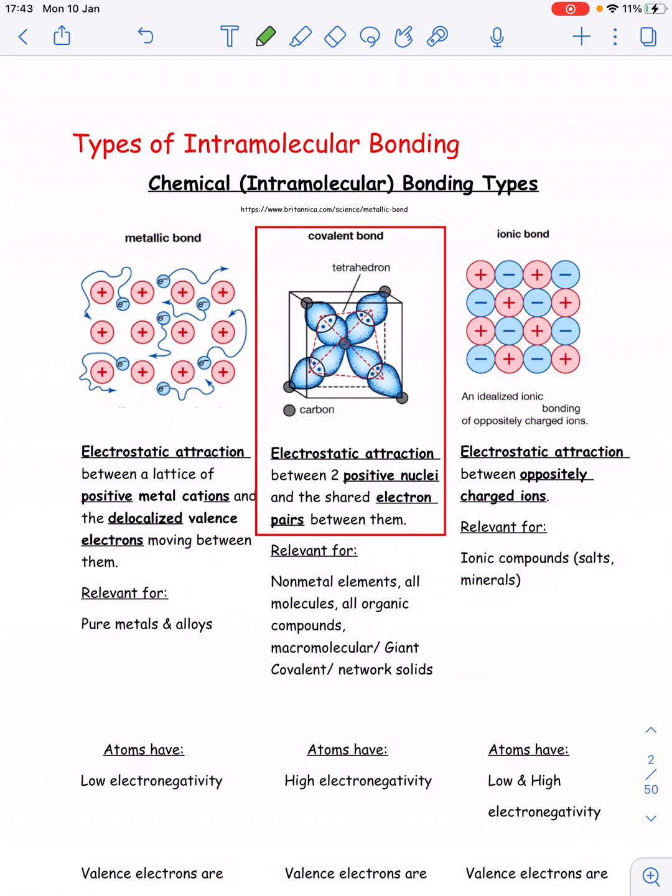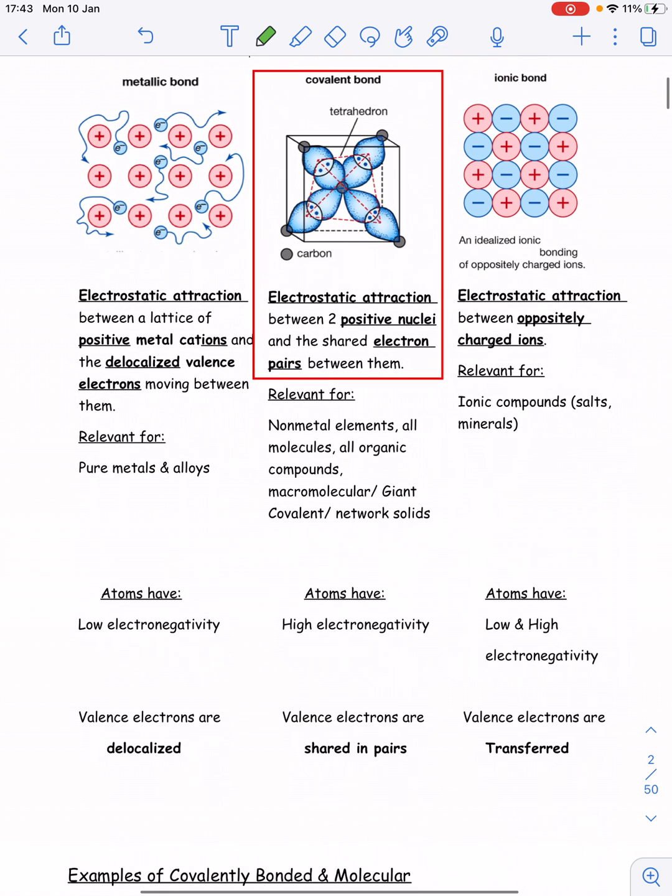In future units, we're going to talk about the other two, which are ionic bonding and metallic bonding. But for this unit, we're just going to focus in on this middle type, covalent bonding. So covalent bonding happens for nonmetal elements when they bond with other nonmetal elements. Now that's a generalization. It can also happen with metalloids, and it can happen with metals as well. But typically we associate it with elements that have high electronegativity.